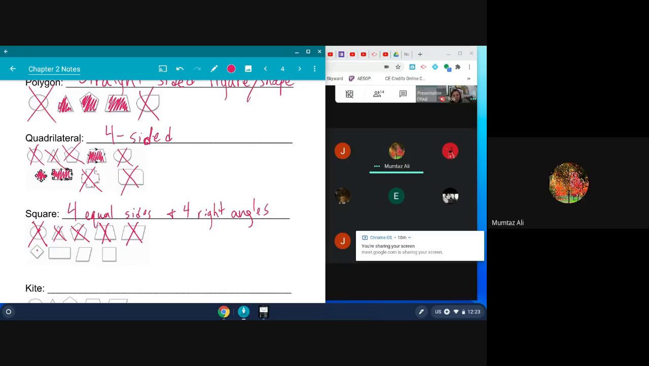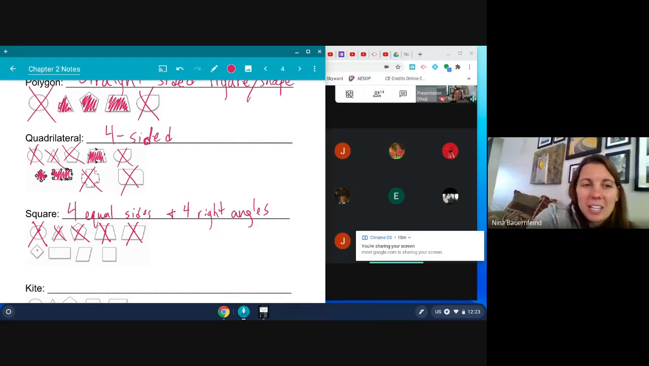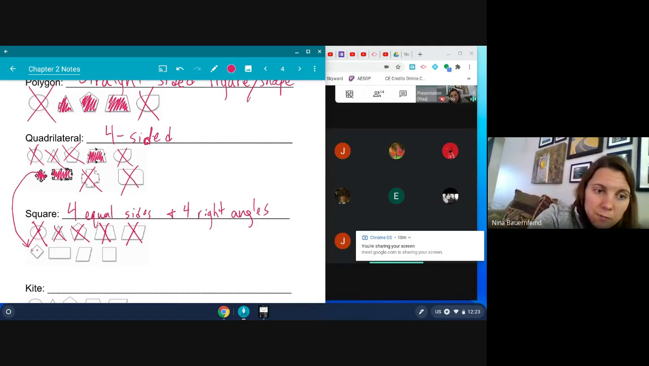This one. Yes. I didn't mark it as well. I should have marked it like this one. But this is a yes. It has four equal sides and four right angles.